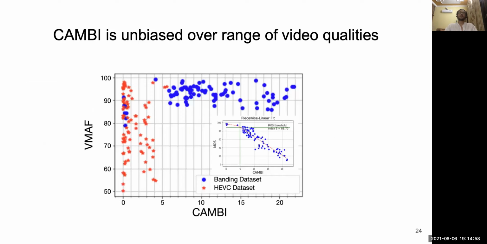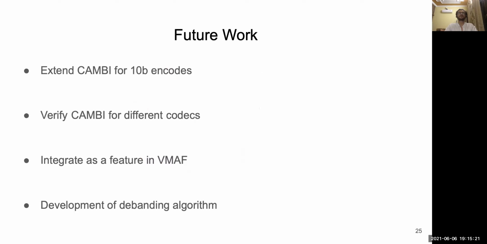Finally, we also show that CAMBI is unbiased over a range of video quality, so it doesn't account for other artifacts. To do that, we picked another data set, which is this HEVC data set. Here, on the y-axis, we have VMAF, and on the x-axis, we have CAMBI. For the HEVC data set, we see VMAF has a range of scores, whereas CAMBI scores are still mostly limited within 5, which basically builds confidence in CAMBI.